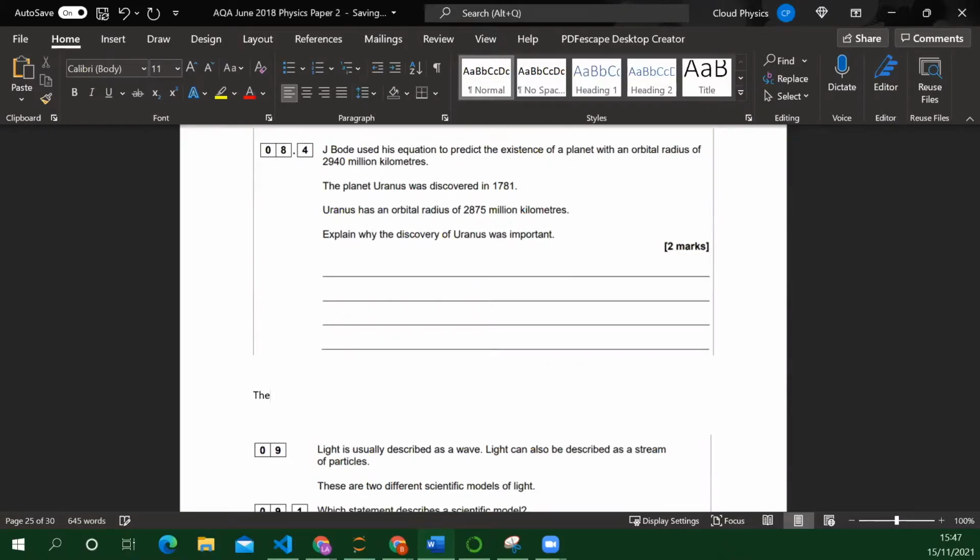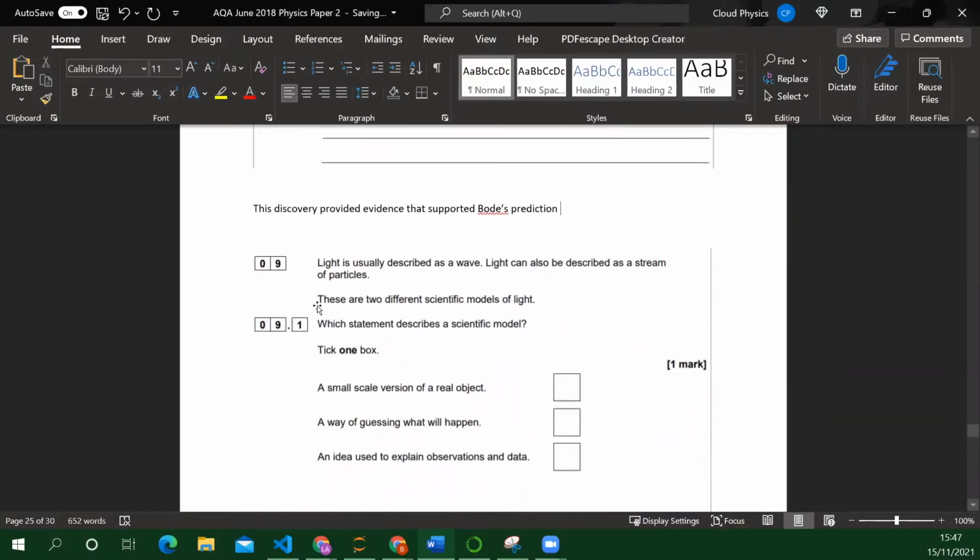So this discovery provided evidence that supported Bode's law prediction. It's known as Bode's law. It wasn't called Bode's law straight away, but it's called Bode's law now, so I'll keep calling it that. And it works for other solar systems too. Exoplanets it works for. That's a good approximation there.